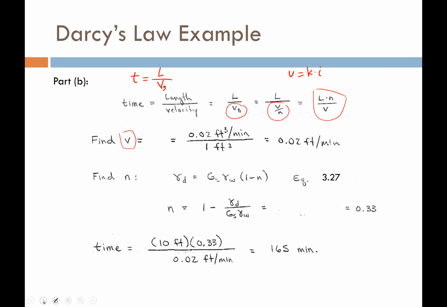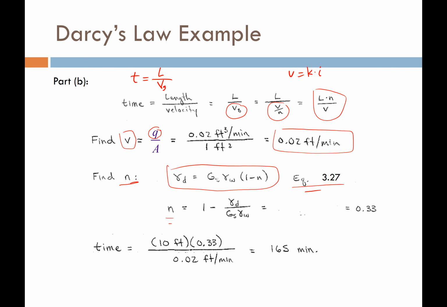We're going to use the flow we computed in part A and just divide it by the cross-sectional area of our pipe. And that's how we get 0.02 feet per minute. That's our discharge velocity. Now to get our porosity, we're going to go back to a phase relationship that we had, which is this one right here. It comes out of our textbook, equation 3.27. And we can manipulate it to solve for porosity.